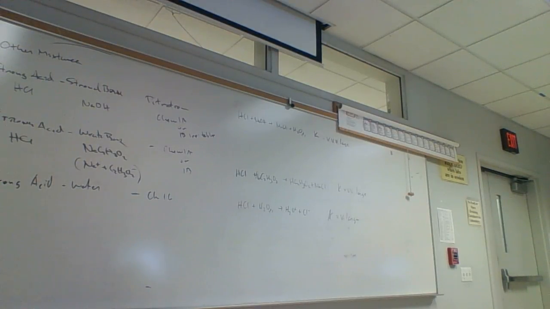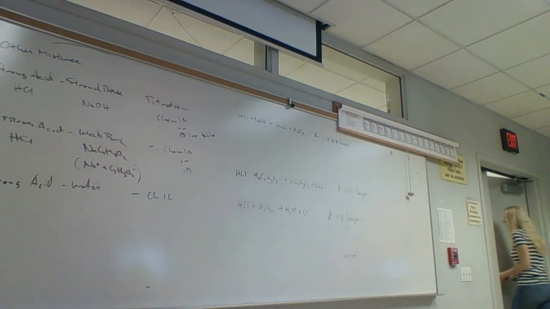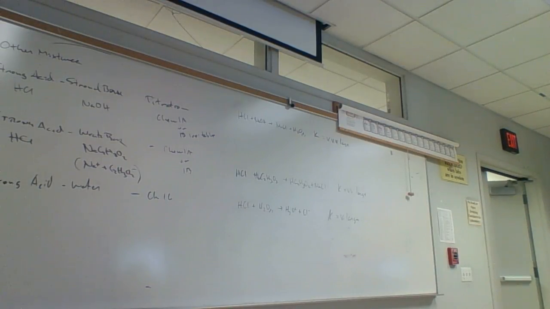We could have a strong base reacting with a weak acid. What would be a strong base? A strong base would be something like sodium hydroxide. A weak acid would be like acetic acid, C2H3O2. What would K for this reaction be?